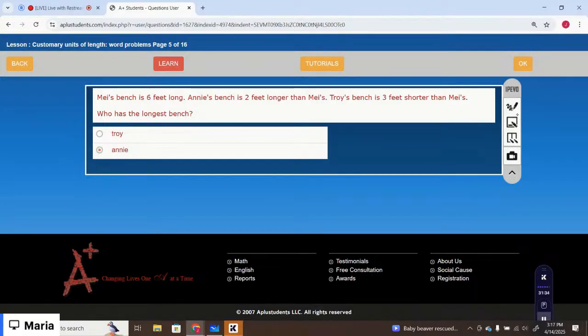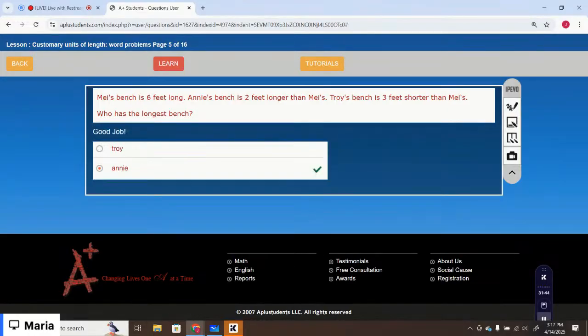Annie has the longer bench because Annie's bench is 2 feet longer than May's, and Joe's bench is 3 feet shorter. So then the correct option is Annie's.